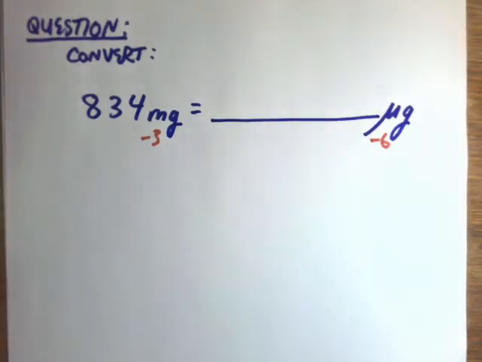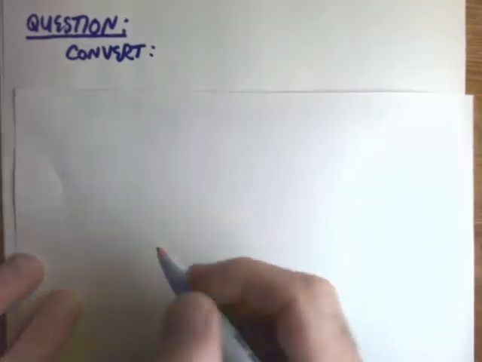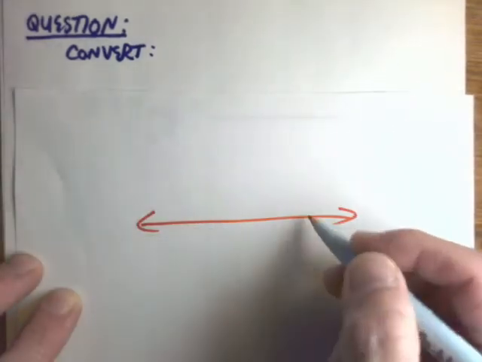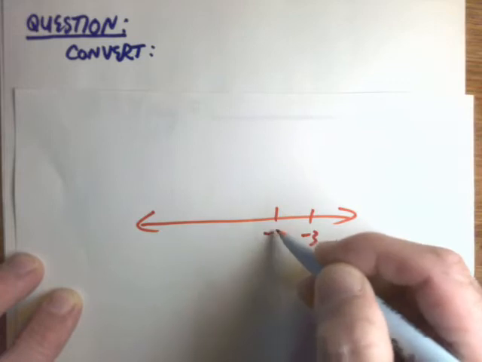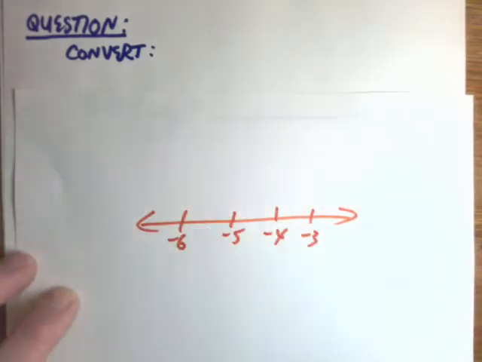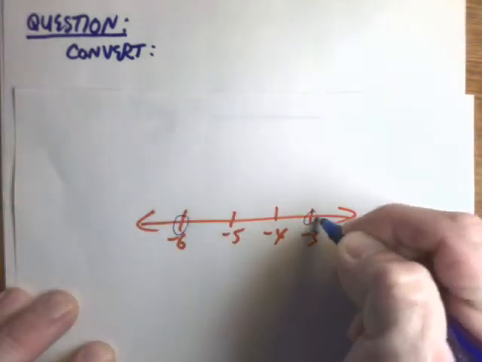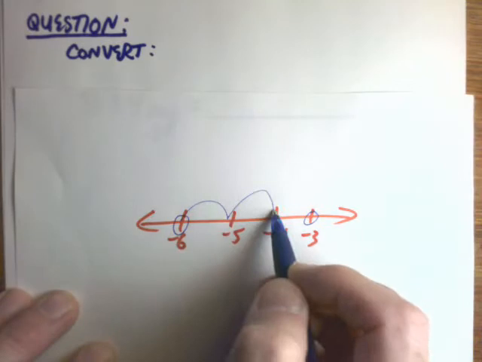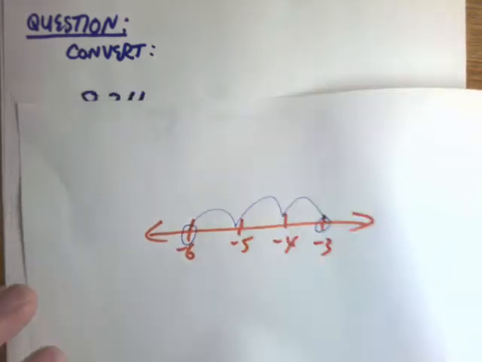And if you want to draw this out, go right ahead. Draw yourself a number line. Here's a negative 3, negative 4, negative 5, negative 6, etc. So if you count from one to the next, if I'm going from here to here, that's 1, 2, 3 places. There are 3 places apart.